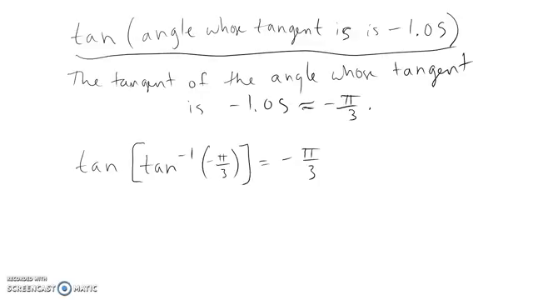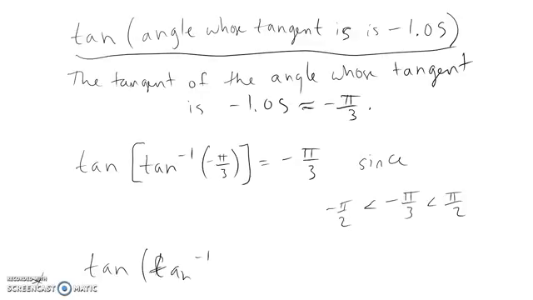And since this angle, negative pi over 3, is in the correct interval for tangent, it can be our answer. And for tangent, if you do tangent of tangent inverse, it always brings you back to your input: equals x for all x.